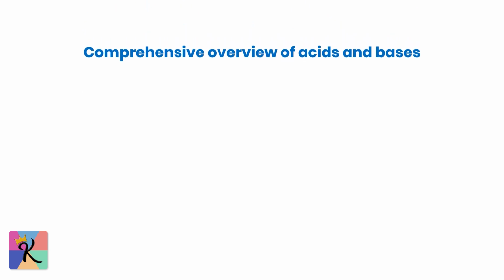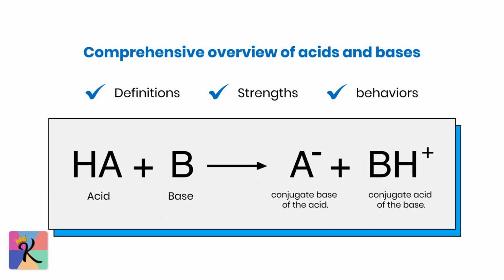And there you have it, a comprehensive overview of acids and bases, their definitions, strengths, and behaviors in organic chemistry. Whether you're dealing with simple acid-base reactions or more complex mechanisms involving functional groups, understanding these concepts will help you tackle a variety of problems in chemistry and biochemistry.